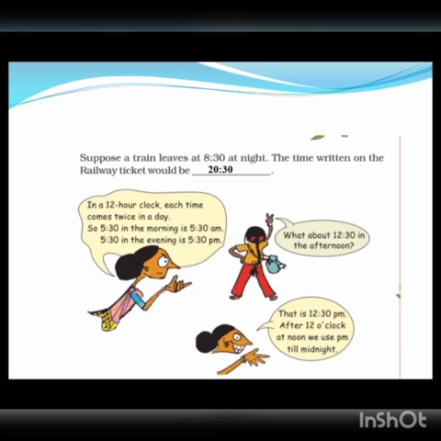In a 12-hour clock, each time comes twice in a day. So 5:30 in the morning is 5:30 a.m. and 5:30 in the evening is 5:30 p.m. What about 12:30 in the afternoon? Do we use AM or PM? Yes, PM, because we have already discussed that after 12 o'clock at noon we use PM till midnight.